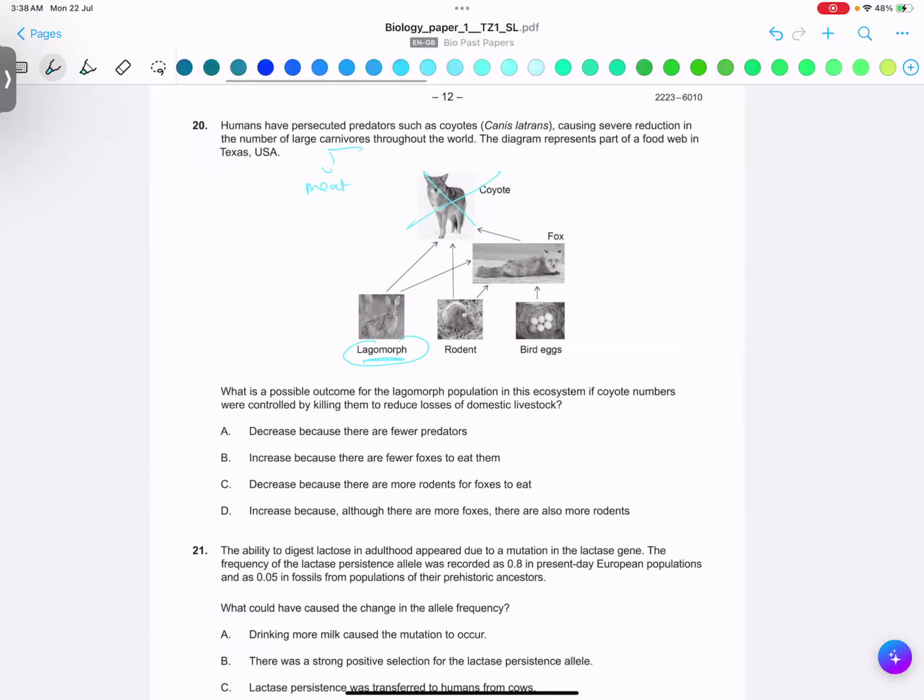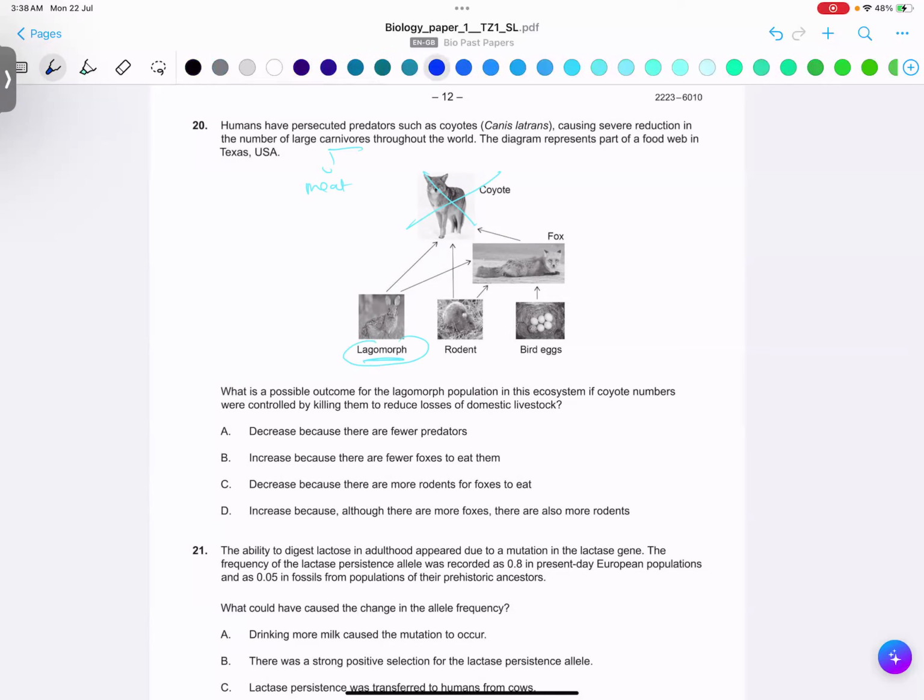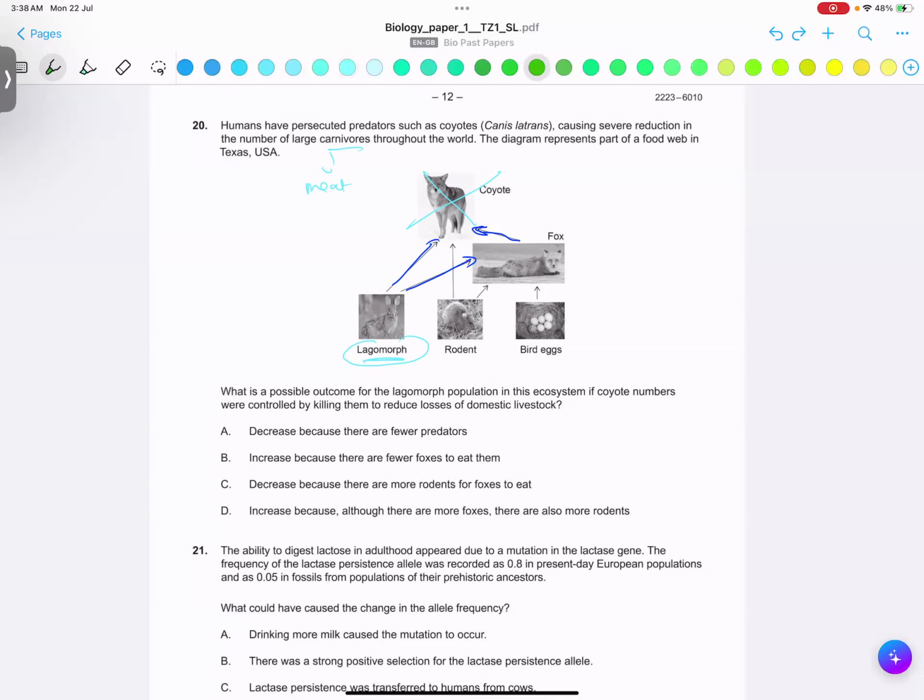Okay, so here we're just going to start describing. So basically, lagomorph is eaten by both the coyote and the foxes. But keep in mind that the foxes are also eaten by the coyotes. And the rodent is also eaten by the coyote. I'm going to put different colors for the rodent. I think it's better. So rodents are eaten by the coyote and by the fox, and the bird eggs are just eaten by the foxes. So here they're asking us specifically what will happen to the lagomorph.